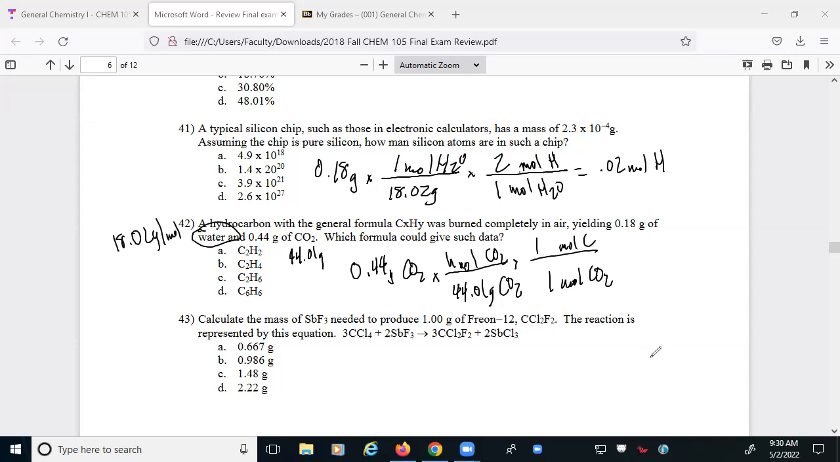0.44 divided by 44.01 is going to give me 0.01 moles of carbon dioxide, which is 0.01 moles of carbon. So I can see here, I don't have a 1-to-1 ratio. This is where I made my own mistake, just assuming. This is actually a 2-to-1 ratio. My empirical formula is CH2.